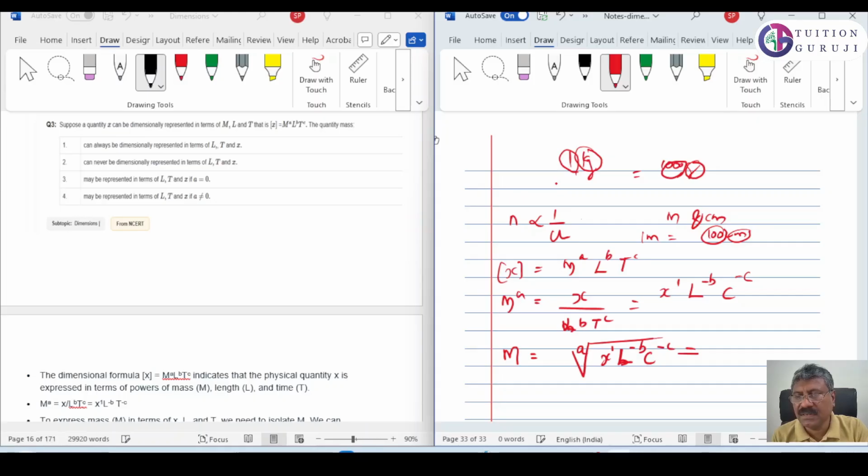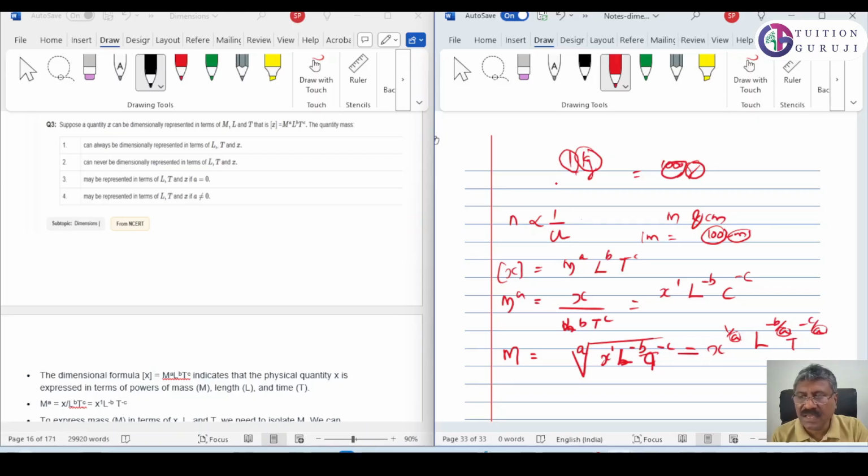Okay, what does that mean? When we remove that root, what will happen? x raised to 1 by a, L raised to minus b by a. Just like if it was a square root, we would multiply the powers by 1 by 2, since it is a, we have to multiply with 1 by a. Into, it is actually not c, it is T. Sorry, T raised to c. It is T raised to minus c by a. That means the a is coming in the denominator.